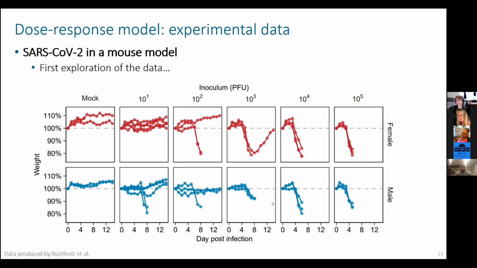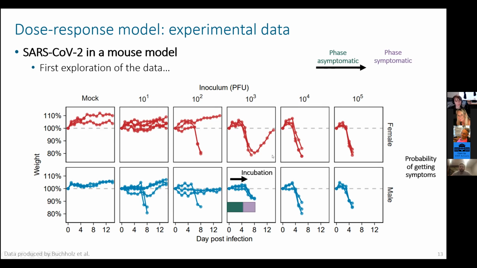So just looking at this, we can already see lots of information. The first one is that the probability of getting symptoms seems to increase with the dose. For the low doses, we had 10 to the 1, or 10 PFU, we had no female getting sick and only 2 out of 5 males. And this increased, but we quickly reached the doses at which all individuals got sick. We can see here that we have a recovery too.